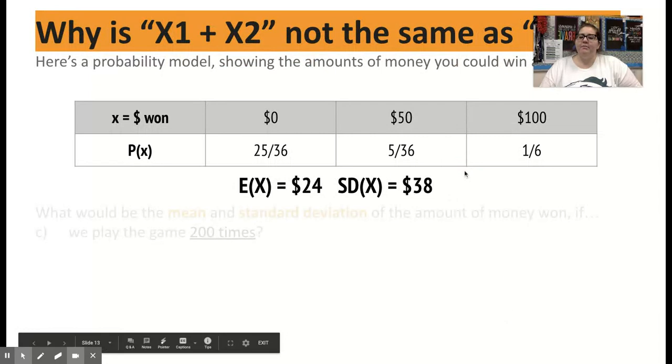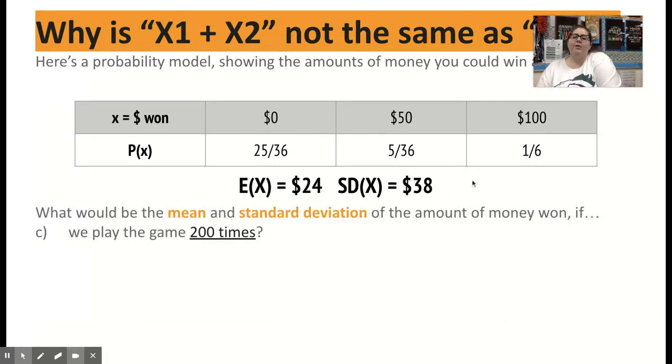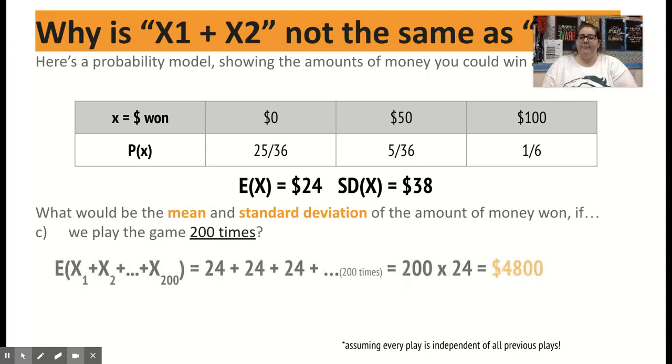And then just to make the point, what if I were to play the game 200 times? What would be the total mean and standard deviation of the total amount of money that I could win playing the game 200 times? So we're playing the game, we're not scaling, we're not multiplying the money amounts by 200. We are playing the game 200 times, assuming that every play is independent. So my mean pretty much does what you expect it to, 24 plus 24 plus 24 plus 24 plus 24, 200 times. Would basically just be 200 times 24, which is 4,800.